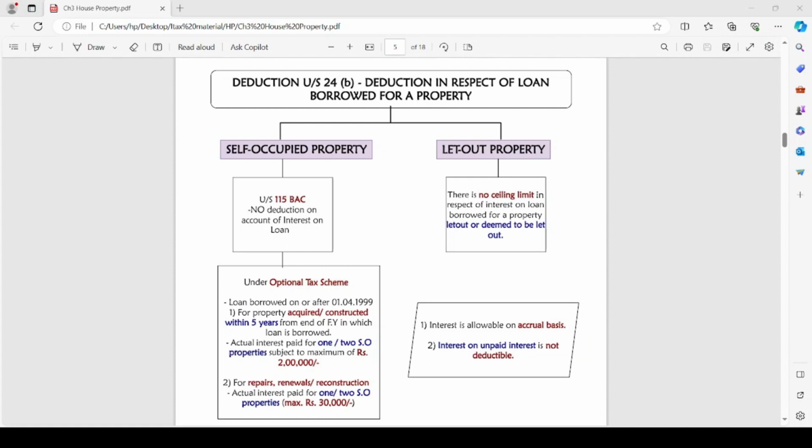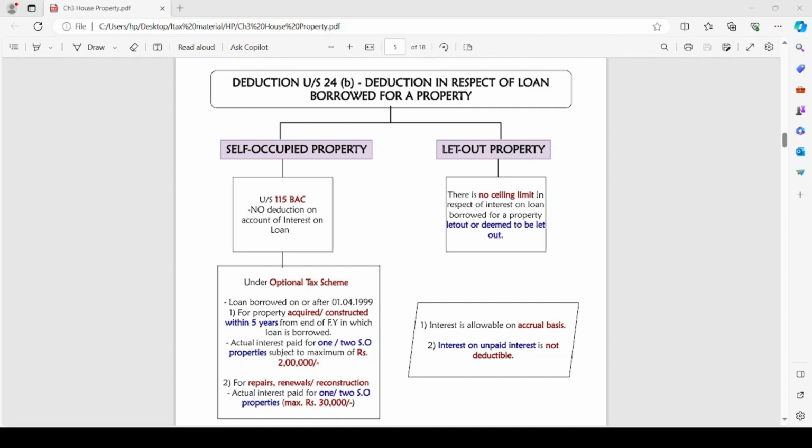In such a case, when 24B deduction is claimed, the assessee will get loss from house property of maximum rupees 2 lakh in case of acquisition or construction, and maximum of rupees 30,000 loss in case of repair, reconstruction or renewal in case of self-occupied property.